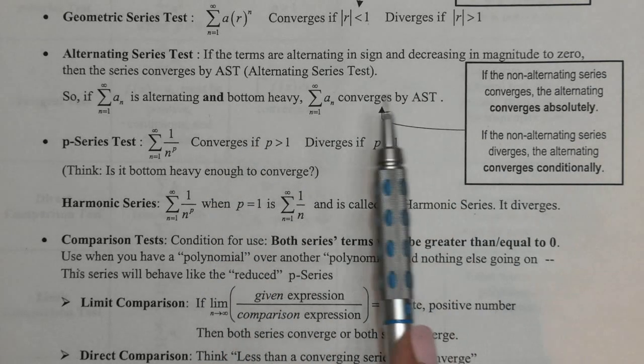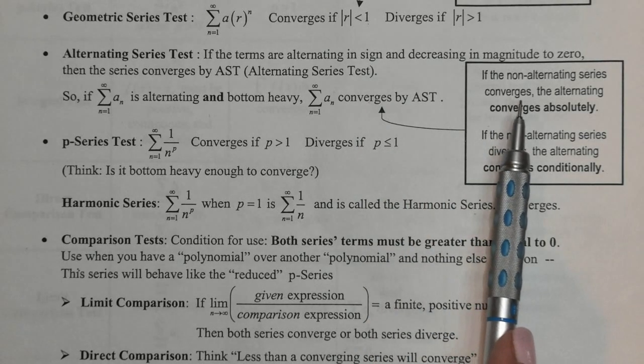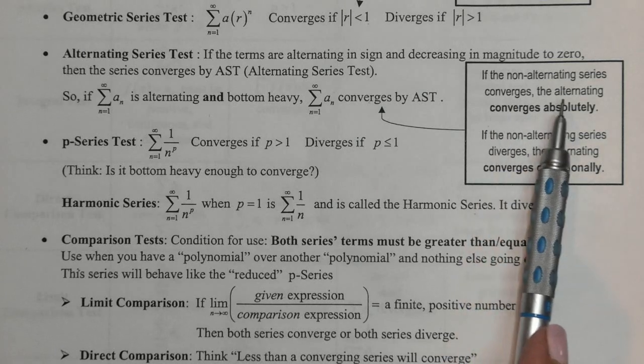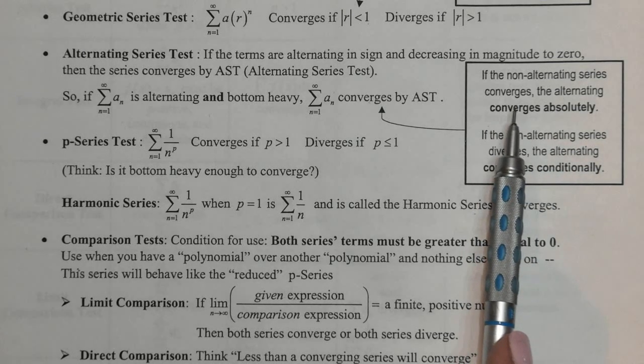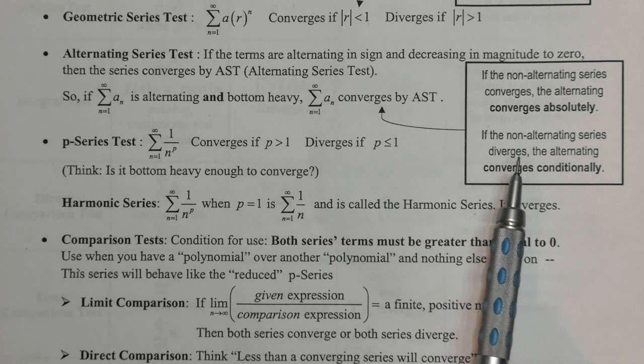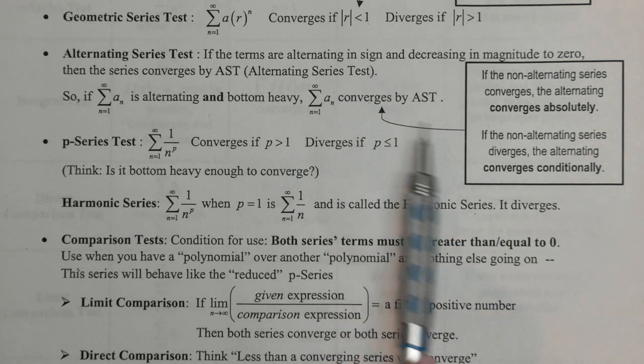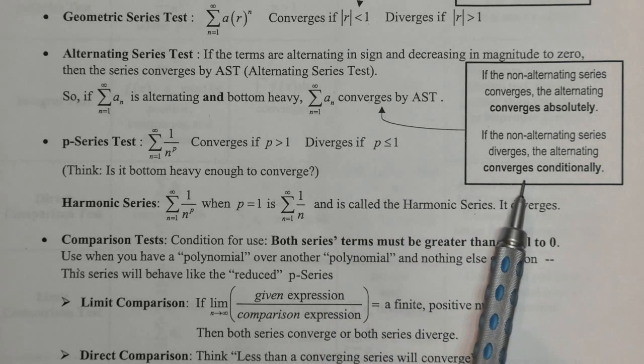If the non-alternating series also converges, then the alternating series converges absolutely. If the non-alternating series diverges, but the alternating converges, then it converges conditionally.